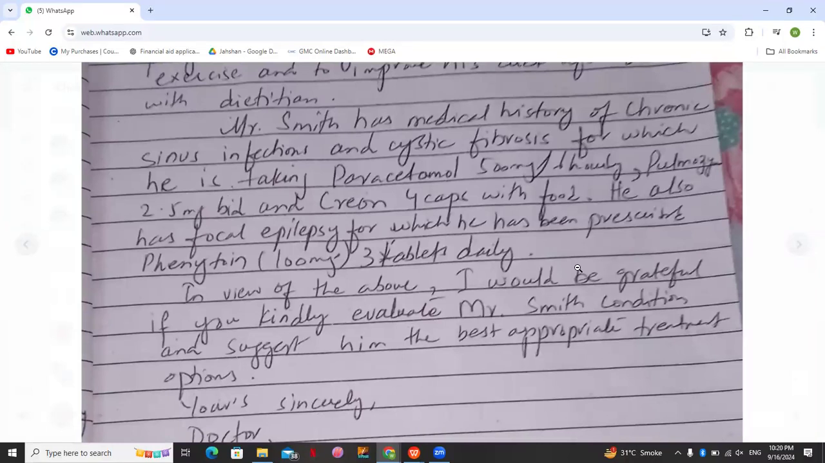He also has focal epilepsy, for which he has been prescribed phenytoin. Has been prescribed phenytoin when? See, "has been" means you are writing in present perfect continuous. But you have written present perfect, and I have no problem with it. But where is the continuous? Because he has not stopped. He's taking it. Epilepsy medications, you cannot stop.